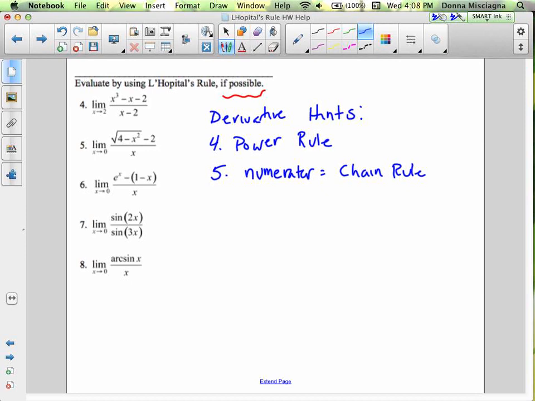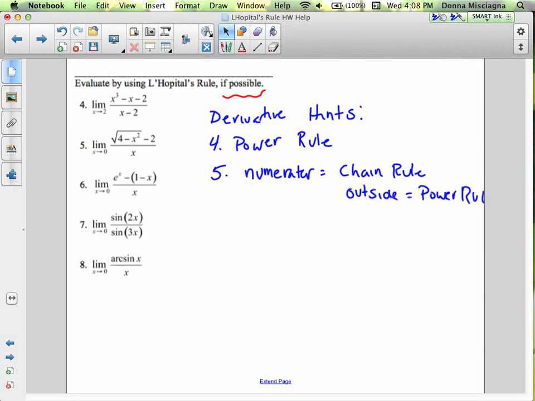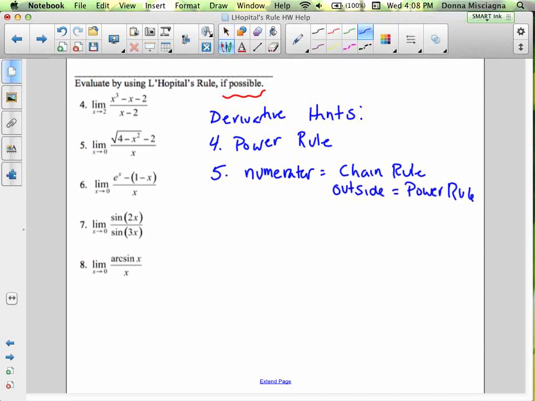The outside function, so you'll rewrite that square root as 4 minus x squared to the 1/2. So the outside function is a power rule. But then you have to multiply by the derivative of the inside function, which is also a power rule. You got to multiply by the derivative of 4 minus x squared.